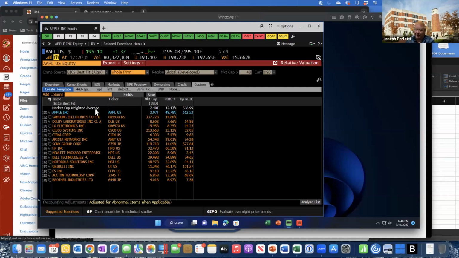But here's the real important point. When Apple actually sells products on an operating basis, they make a 600% ROIC. So Apple has two businesses. They have a business selling products that make 600%. And they basically have a savings account, which makes 4%. When you average the two together, you know what you get?